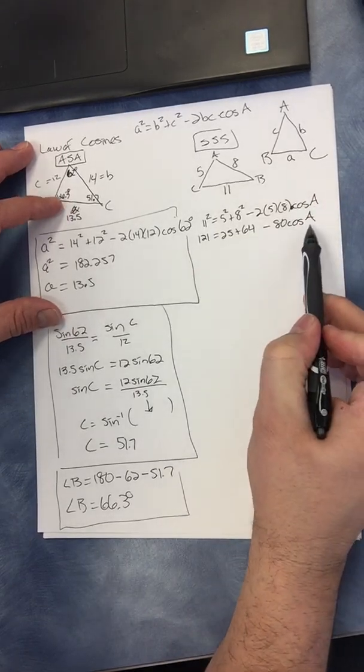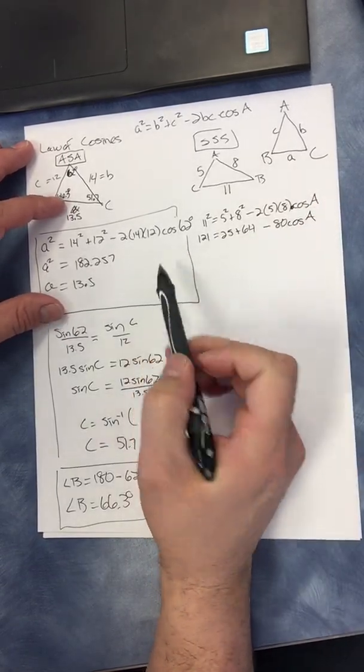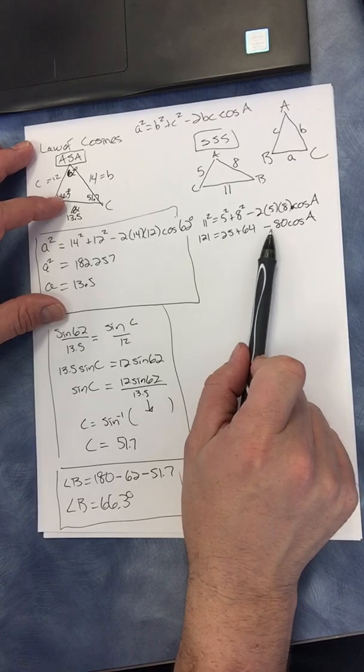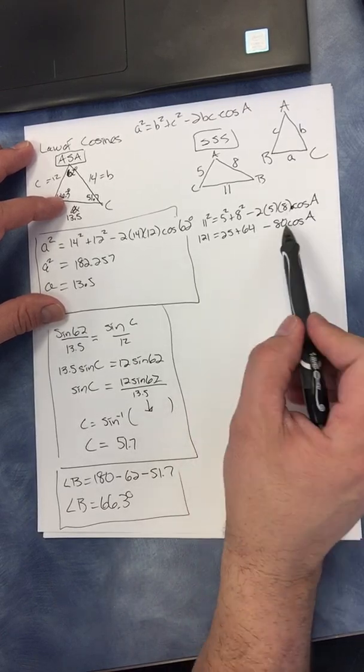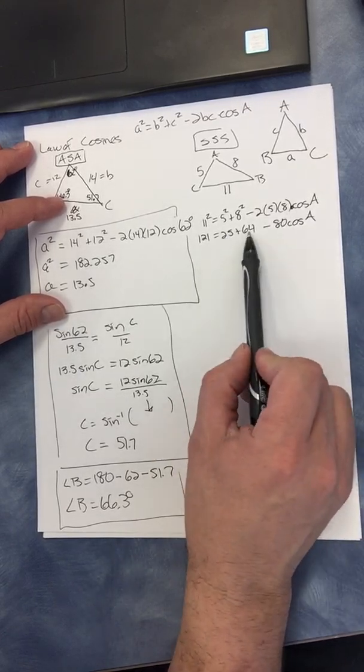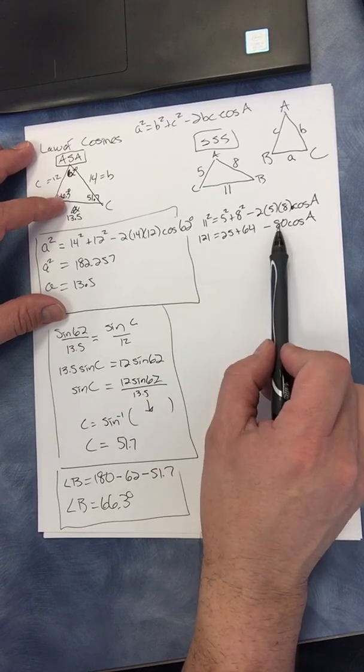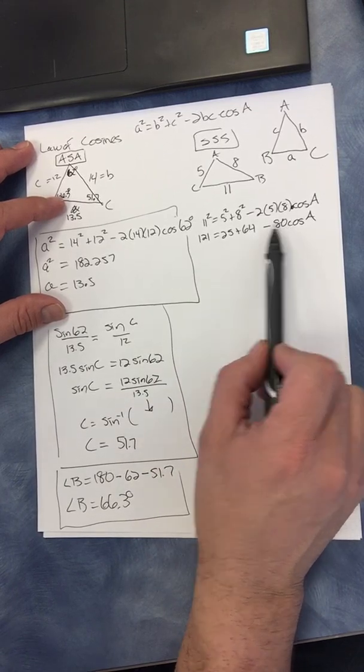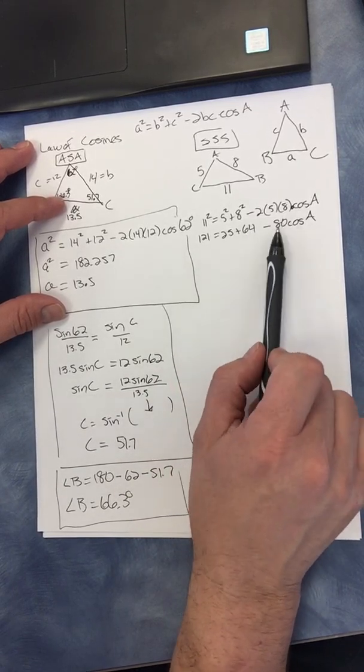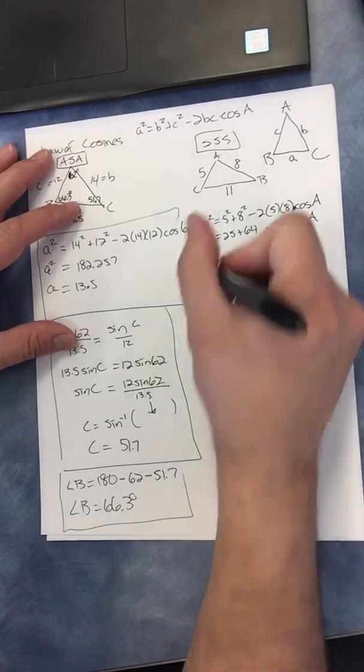I'm trying to get A by itself, so all of this has got to go on the other side of the equation, but I cannot combine this as a minus 80 because it's times something. So I can combine these and subtract them, but to get rid of this 80, I have to divide it. I can subtract these, but I got to divide that one. That's a tricky part.